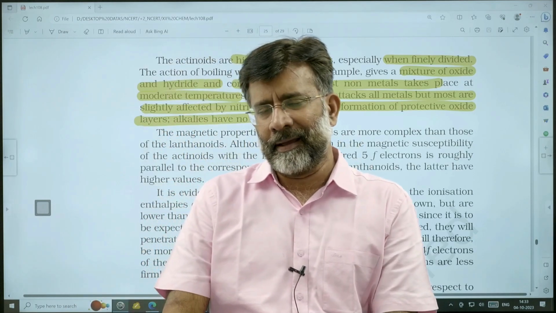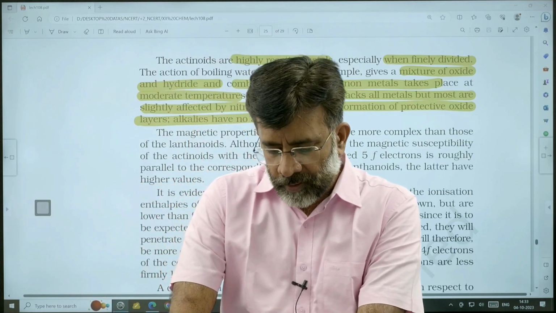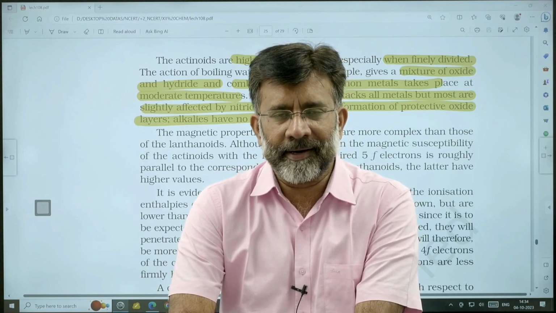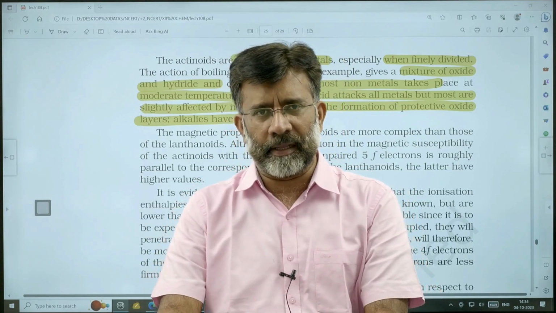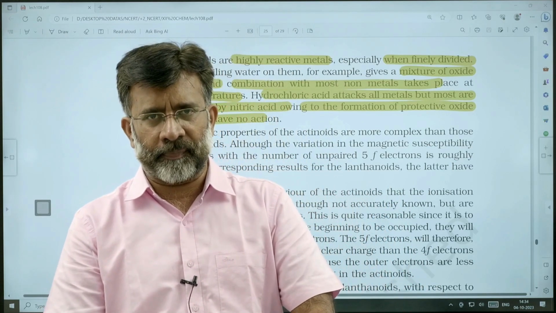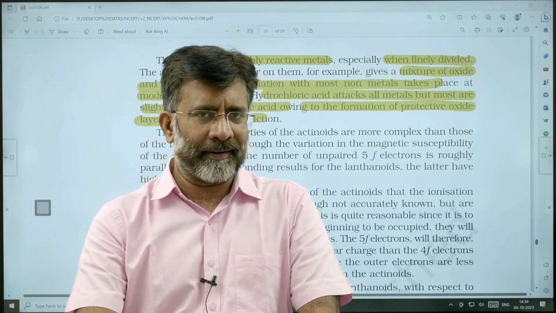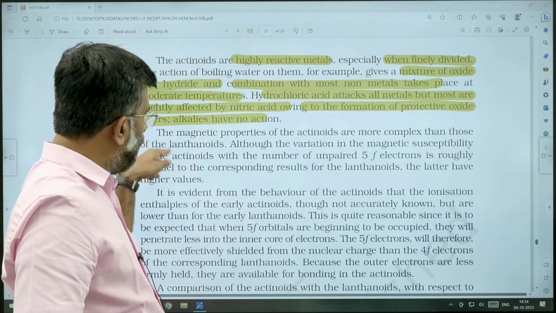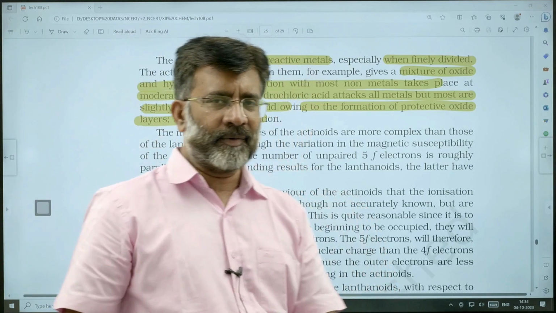So they are highly reactive metals, number 1. Number 2, not much action with nitric acid. Why? They are rendered passive, like what happens in beryllium, like what happens in aluminium. Aluminium is rendered passive with concentrated nitric acid. And number 3, no action with the alkalis, as they themselves are alkaline in nature.